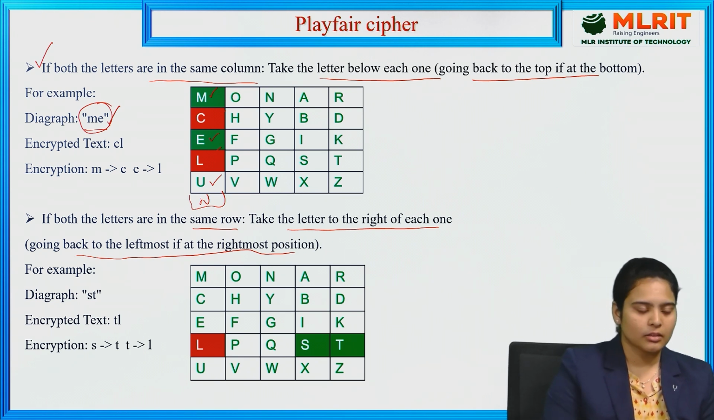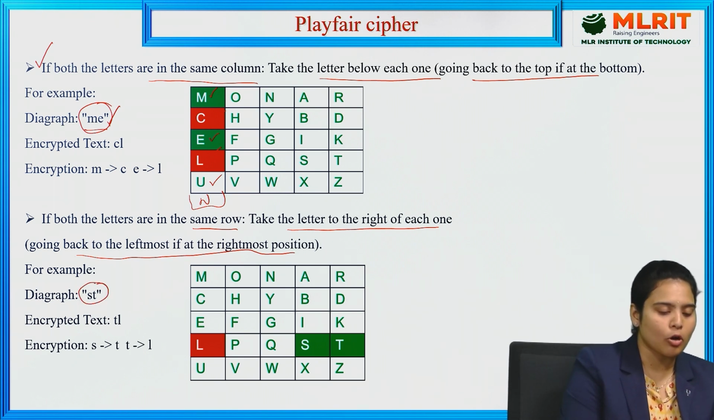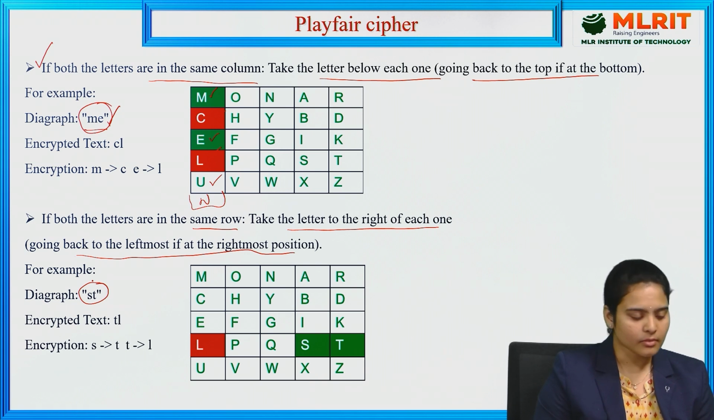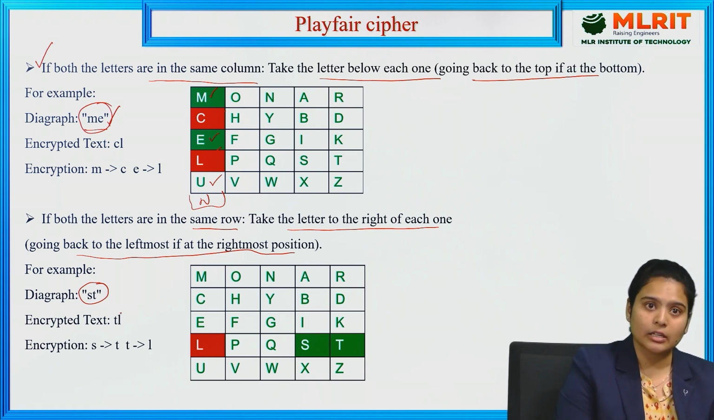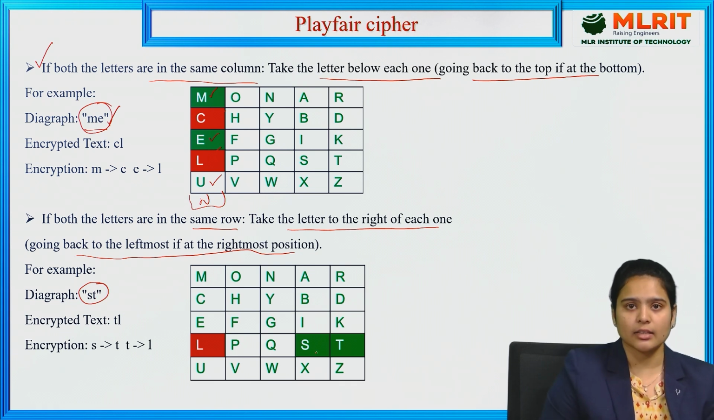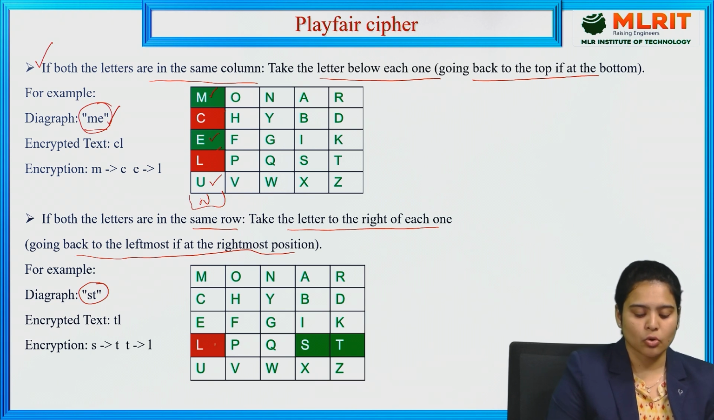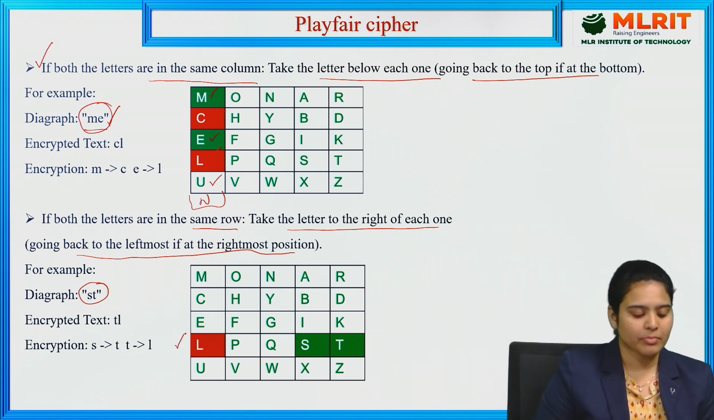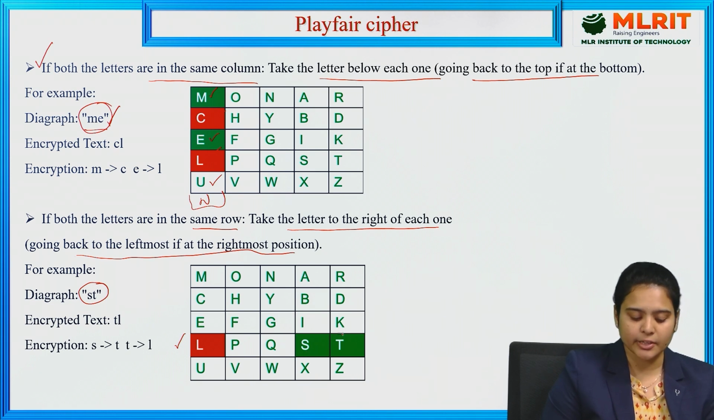For example, here the plaintext pair is S and T, and the encrypted text is given as T and L. The question is S and T. S and T are in the same row. What will the output be? Each one goes to the right, and at the rightmost position it goes back to the leftmost. So S becomes T and T becomes L.